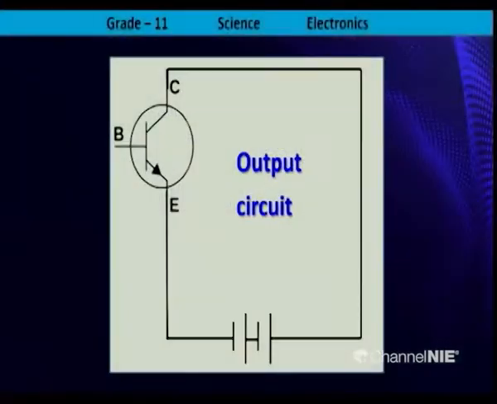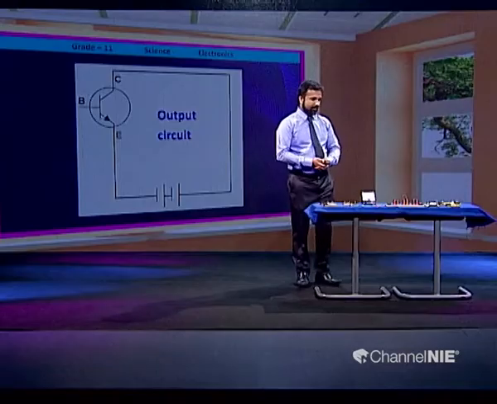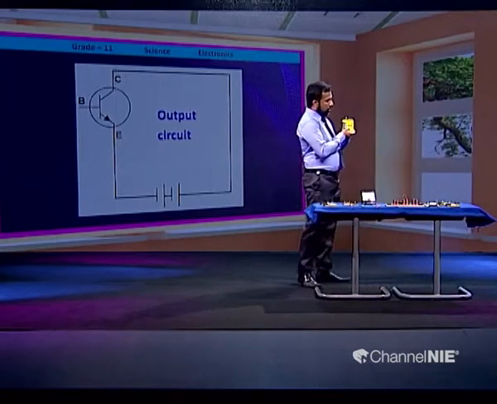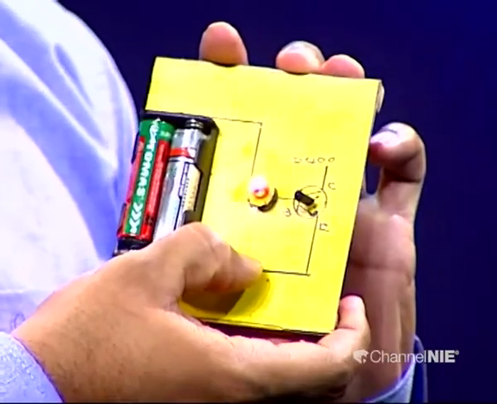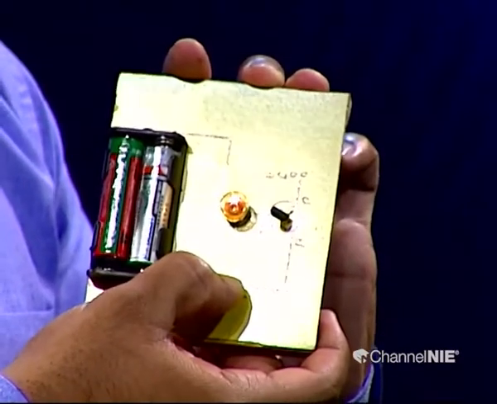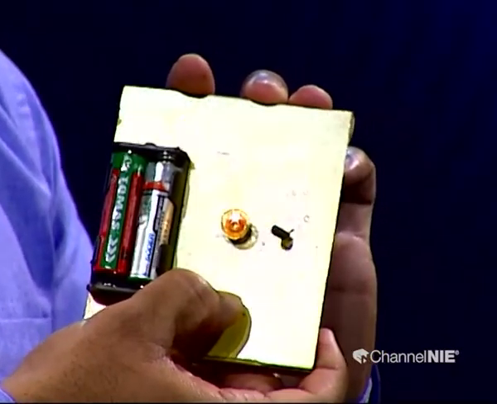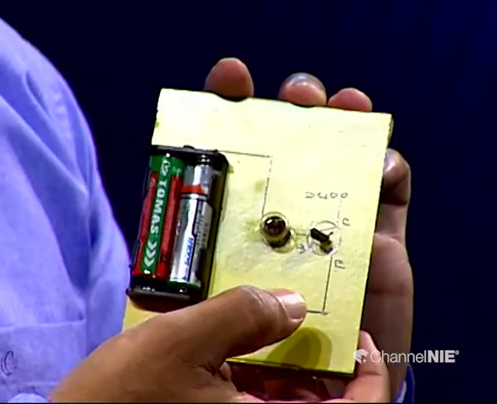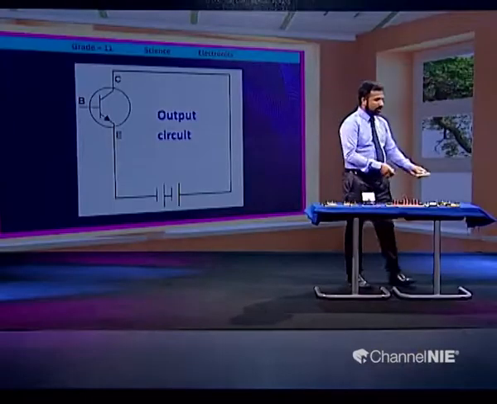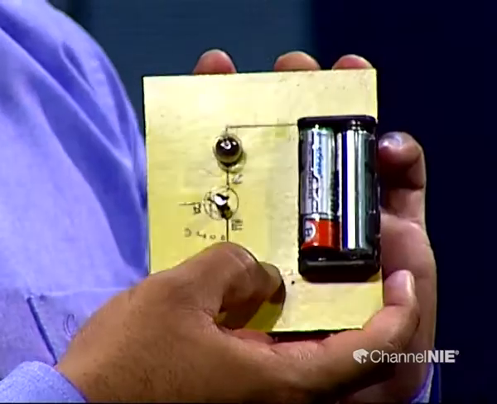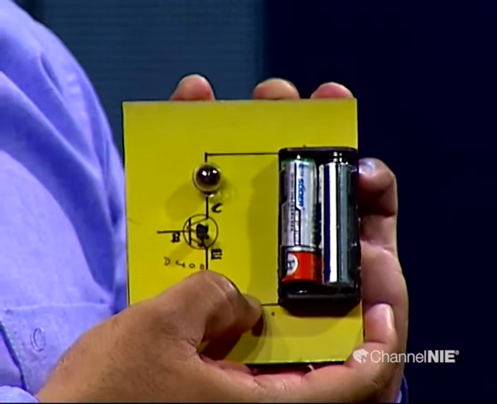Then I am going to light up a bulb using the circuits here. First, I am going to switch on the input circuit. As you can see, when I switch on the input circuit, the bulb glows; disconnecting, it goes off. When I switch on the output circuit, nothing happens. The bulb does not glow.